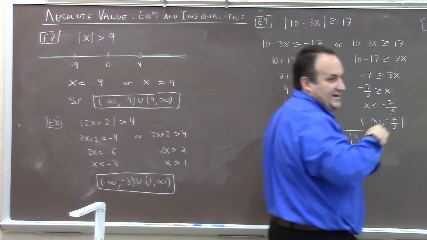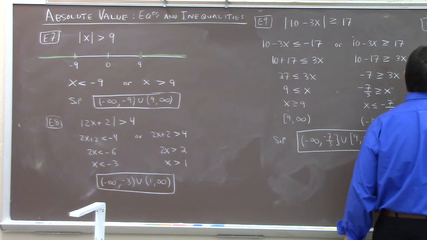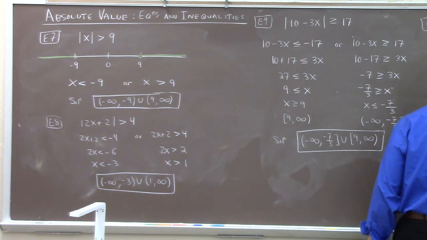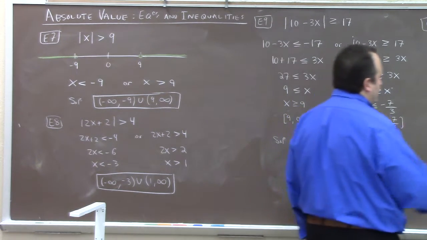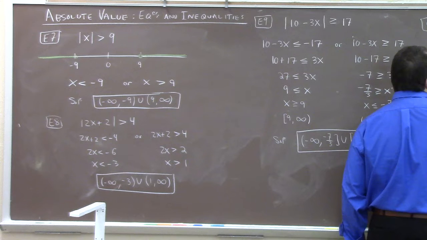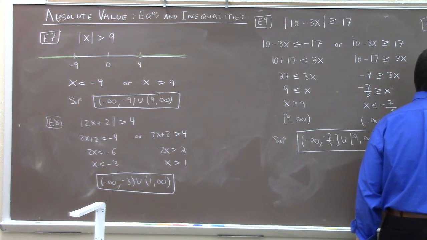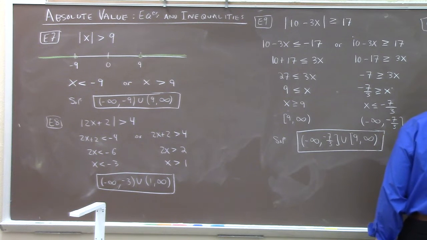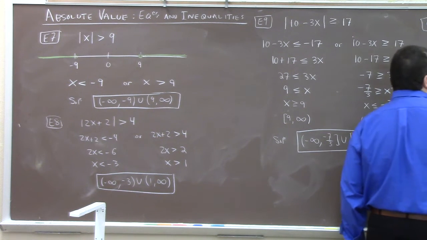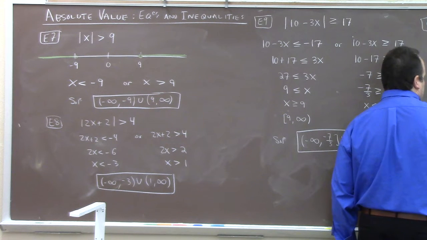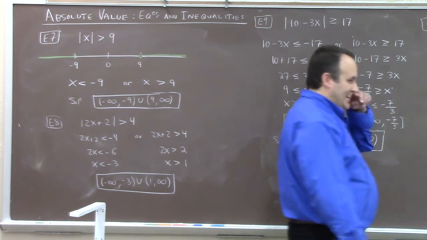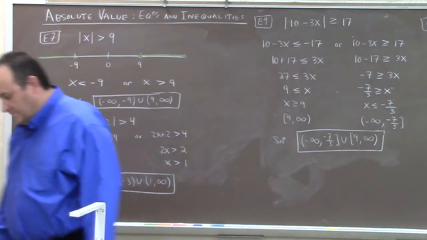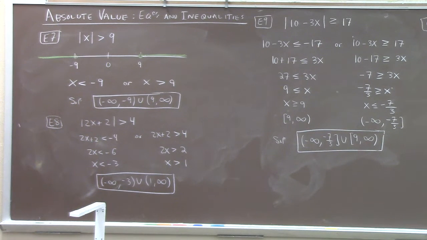Then subtract 10: minus 27 less than minus 3x, less than 7, right? Subtracting 10. Now divide by minus 3. Minus 27 over minus 3 greater than minus 3x over minus 3 greater than 7 over minus 3, which we can rewrite as minus 7/3 less than x less than 9. What I did in the final step is just rewrite greater than as less than instead, because that gives us a more natural statement of the answer.